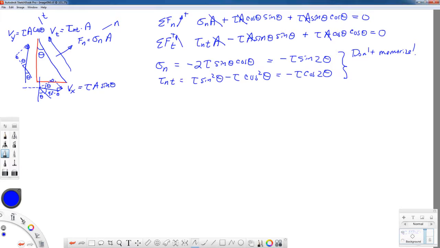Lastly, the thing that we have to keep in mind as we apply these equations is what tau is. Tau is the shear stress from torsion. On the outside edge of the bar, it's torque times diameter over 2 divided by the polar moment of inertia. Sigma n and tau nt are the stresses off at any particular angle. Let's draw this wedge again with just the stresses on it.